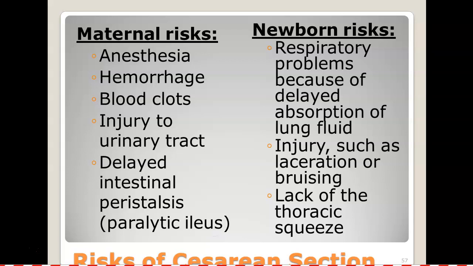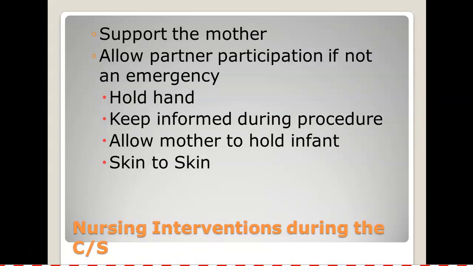Risk of a cesarean section for mom, there's risk anytime she's needing anesthesia, especially if it's a general anesthetic. Risk of hemorrhaging, blood clots, injury to her urinary tract as well as her bladder, and delayed intestinal peristalsis, or what we call paralytic ileus. In the newborn, they have risks of respiratory problems because of the delayed absorption of lung fluid, injuries such as a laceration or bruising to the infant, and then again that lack of the thoracic squeeze, which can cause some respiratory issues as well.